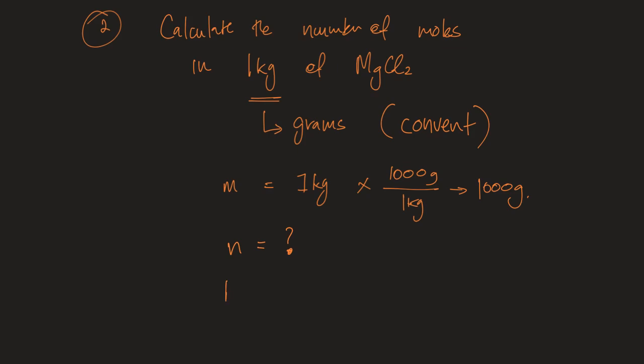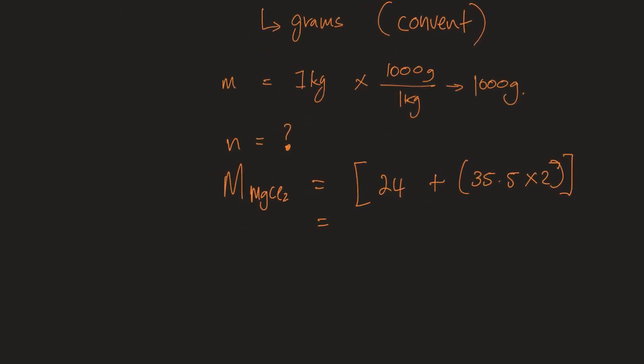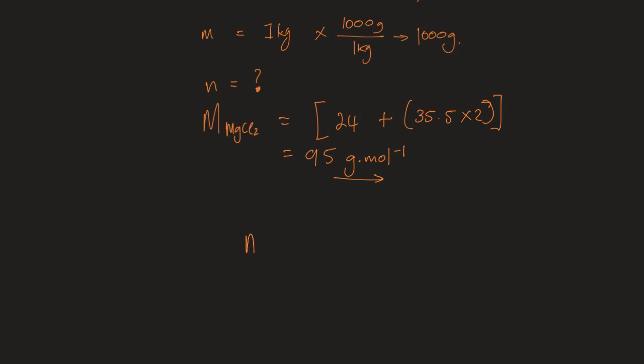We don't know that. And we're going to need the molar mass of MgCl2, which we can work out quickly. Your magnesium is 24 plus your chlorine, which is 35.5 times 2. So just pop that into your calculator, and your molar mass of magnesium chloride is 95 grams per mole. Alright, so I've got my information. Now I've got to put it into my formula. I go n is equal to little m over big M. The little m is 1000 and the bigger M is 95.